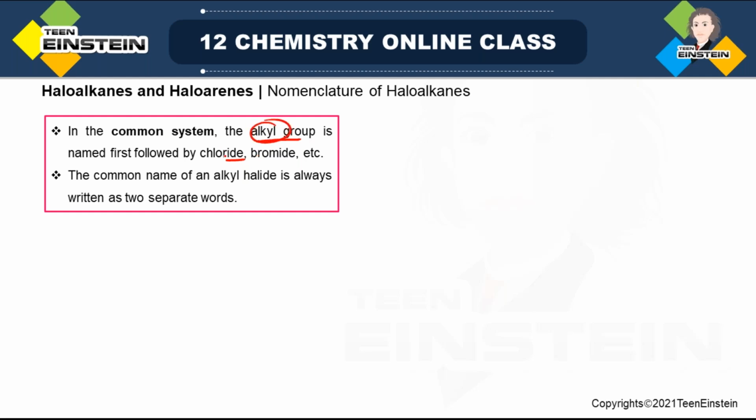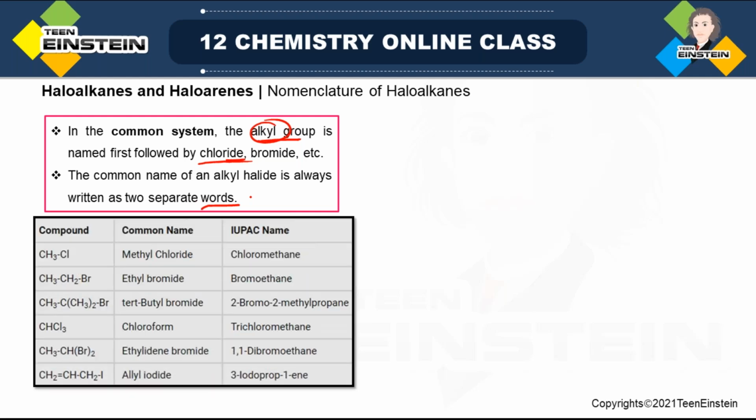Now, when we write these names in the common system, we have two parts. One is the alkyl group, another one is the term related to the halogen. So there are two terms, but remember these two words will be separated. This is not a single word. It is always written as two separate words, so the two terms will be pronounced separately.